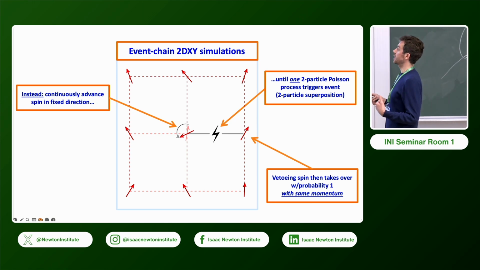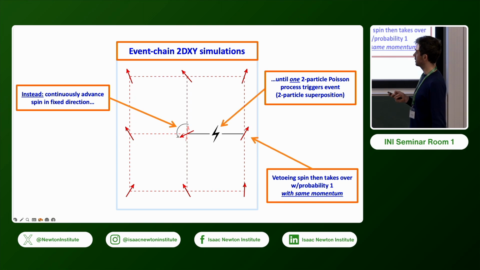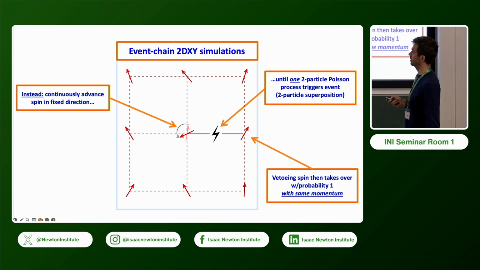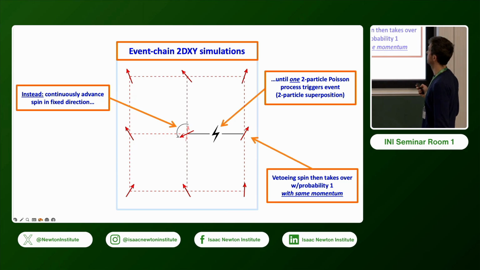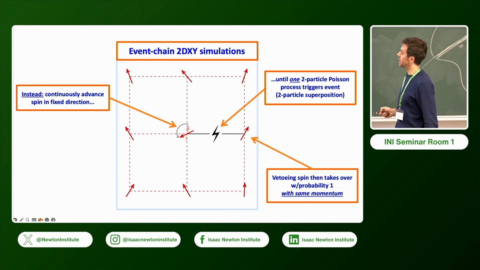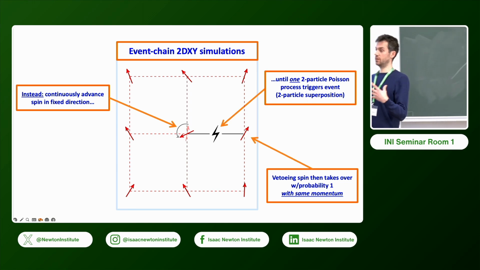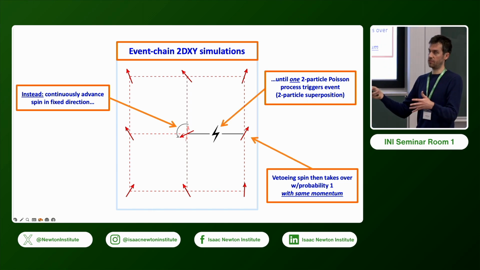So event chain simulations, rather than doing this, instead continuously advance some active spin, a single spin again, in some fixed direction. So here it's advancing in the anti-clockwise direction. And because we have these nearest neighbour interactions between each of these four spins, it becomes a real challenge to sample the next event time if we consider the original target process.